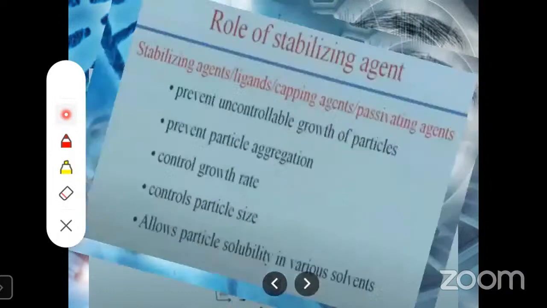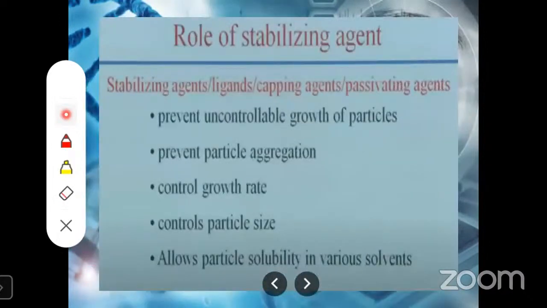Okay. So there are some roles and importance of the stabilization agent, which is useful in the stabilizing process. So what are the roles of a stabilizing agent? It prevents uncontrollable growth of particles, it prevents particle aggregation, it controls the growth rate, and it also controls the particle size. It also allows the particles to be soluble in various solvents as well.